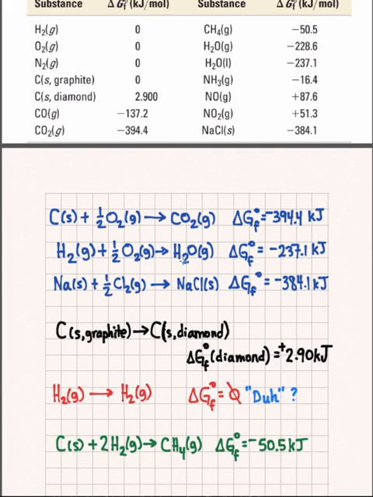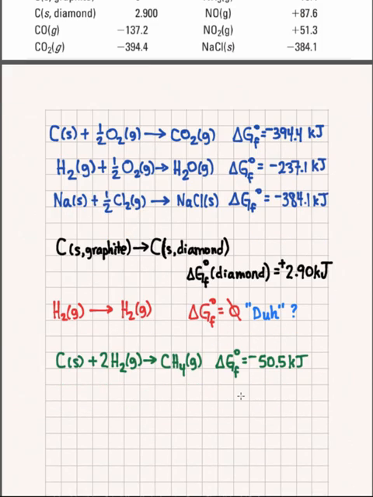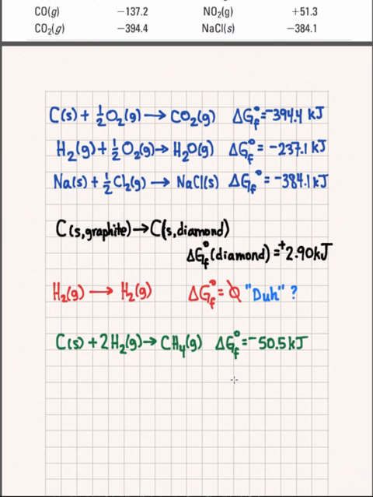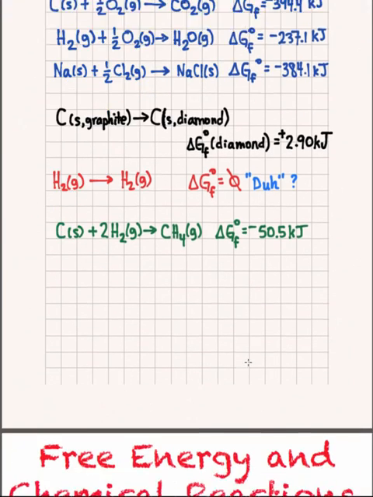So in other words, if I was forming carbon dioxide from carbon and oxygen, it's this likely to happen. If I was forming water from hydrogen gas and oxygen gas, it's this likely to happen. If I was forming diamond from graphite, it's this likely not to happen. I say not to happen because it's positive. If I was forming hydrogen gas from hydrogen gas, well duh, it's zero because it's already hydrogen gas. If I was forming methane from carbon solid and hydrogen gas, it is this likely to happen. Likely because it's a negative. So these numbers are tabulated for us in tables again.